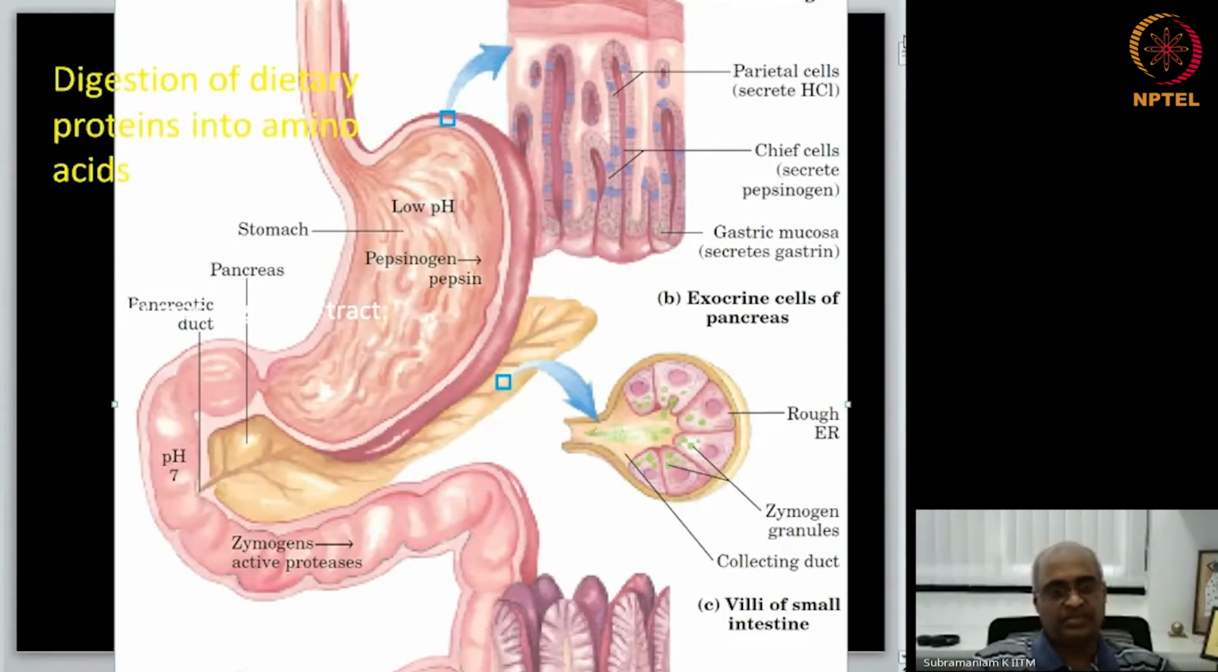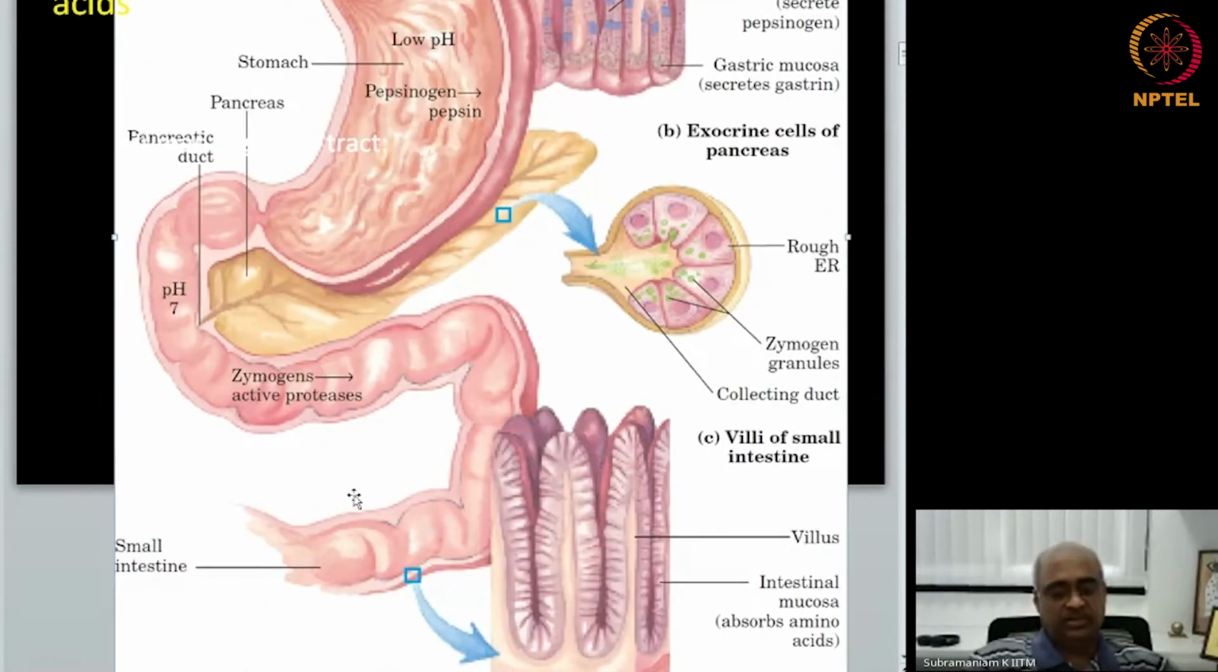So trypsin and chymotrypsin are endopeptidases, meaning they cleave in the middle somewhere in the polypeptide chain. They are specific to certain amino acids. They like the carboxy terminus of the lysine. Okay, so that is where they cleave, or arginine.